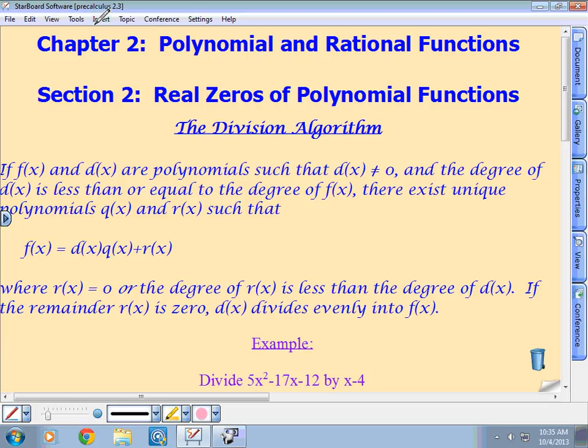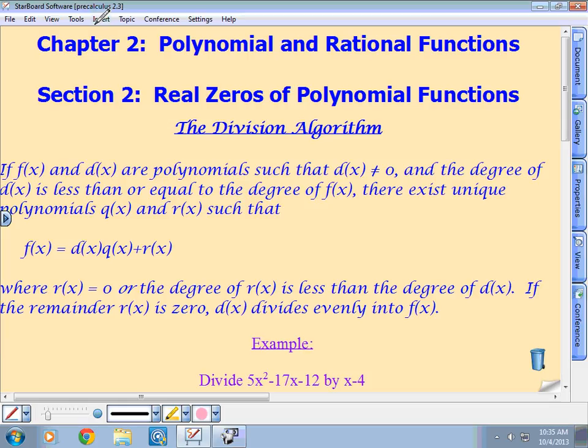So if f of x and d of x, now notice the functions they pick. F of x is what we're starting with. That's the function we're going to start with. And d of x are polynomials. Well, they use the d because d is going to be the divisor. That's what we're going to divide our polynomial by. That's why they use d of x.